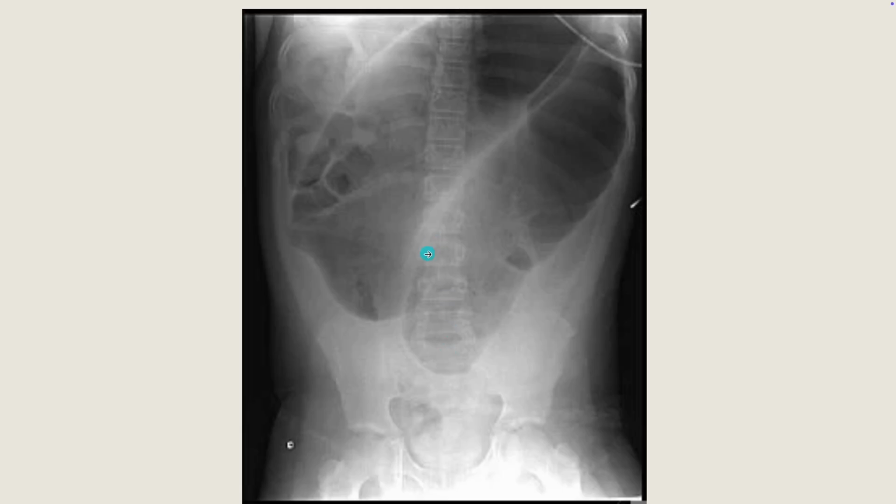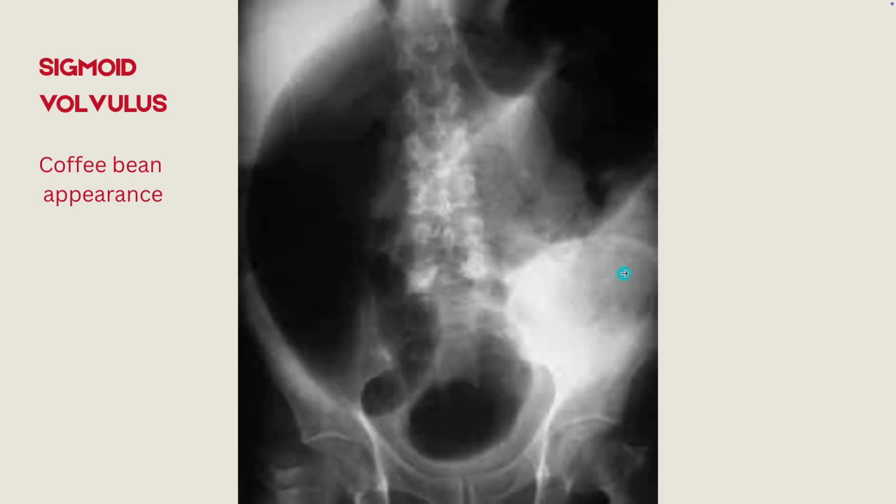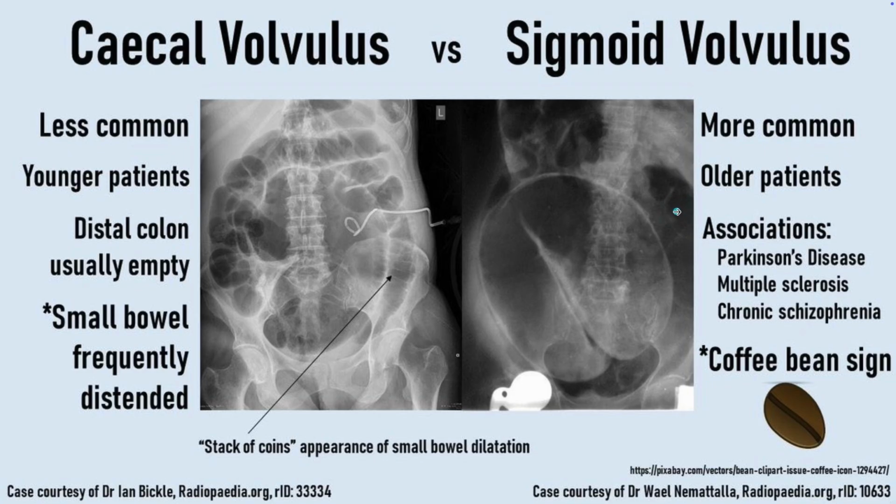It's a spot diagnosis. This is a sigmoid volvulus, and you see this coffee bean appearance. This particular thickening is the walls of both of these lumens coming together, and it forms a sort of thickened appearance. And so this is a sigmoid volvulus.